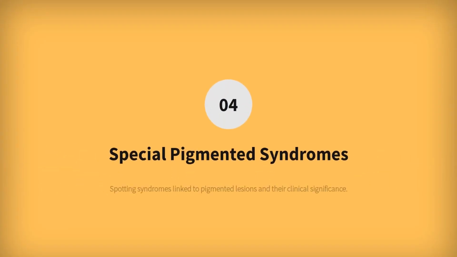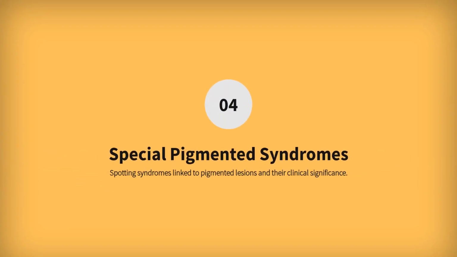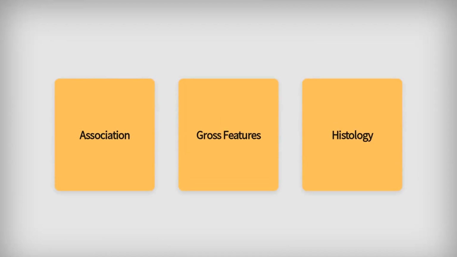Some pigmented lesions are linked to syndromes with broader clinical implications. What are these syndromes, and how do their skin findings connect to systemic features? Albright syndrome's melanotic macules are distinctive in their association and appearance. Melanotic macules of Albright syndrome are associated with unilateral polyostotic fibrous dysplasia and precocious puberty in females.